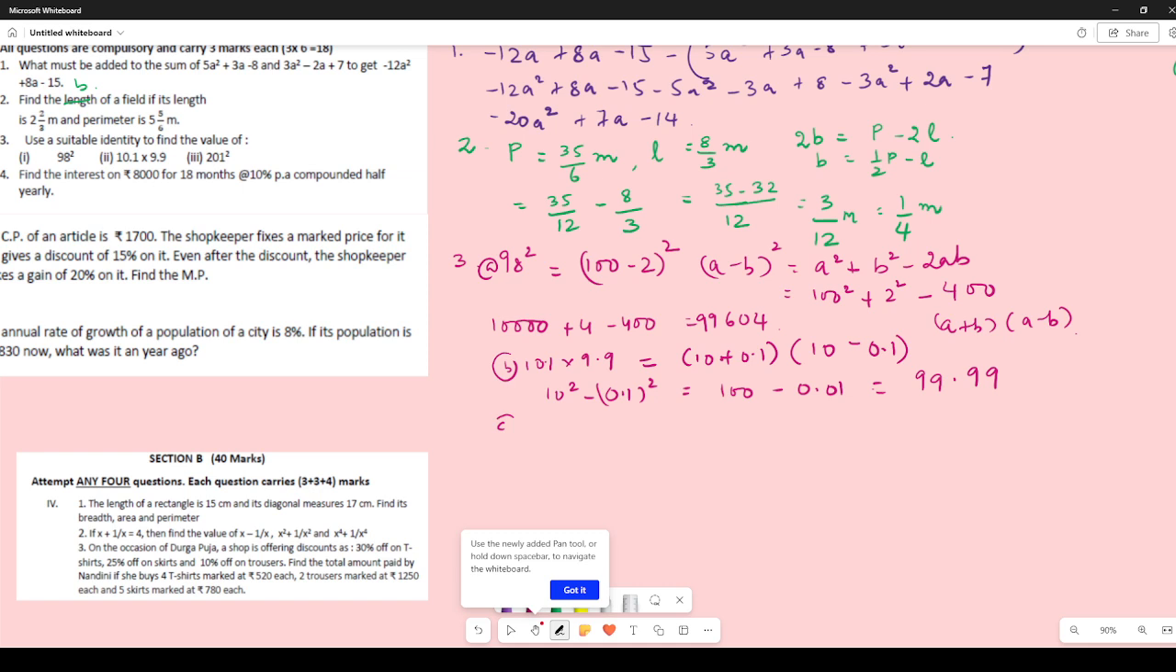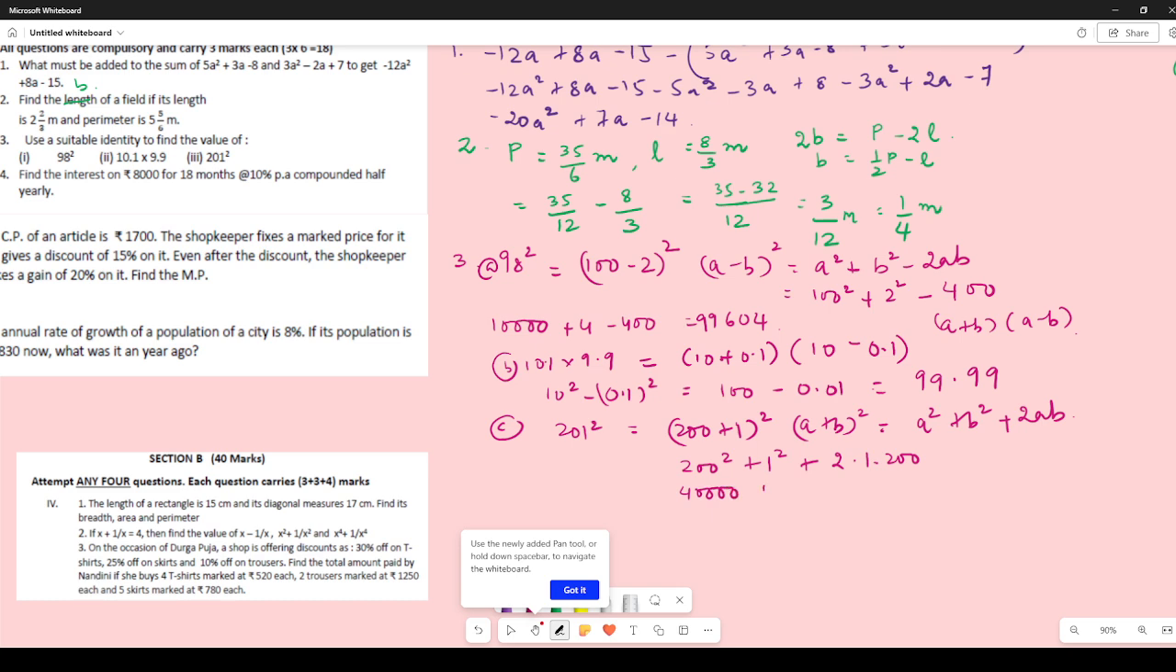Now let us take up the C option. C option is 201 whole square. So this is 200 plus 1 whole square. The identity is a plus b whole square, which is equal to a square plus b square plus 2ab. So a square is what? 200 square plus 1 square plus 2 into 1 into 200. So 200 square will be what?